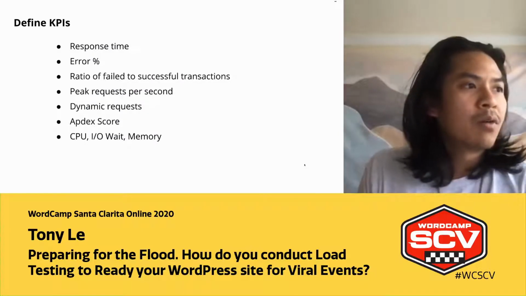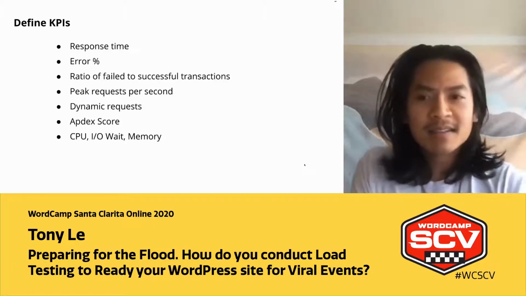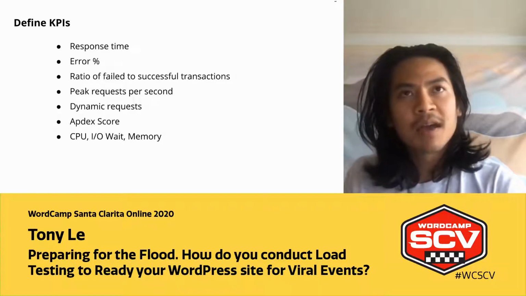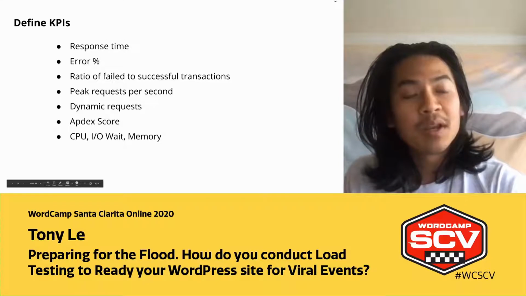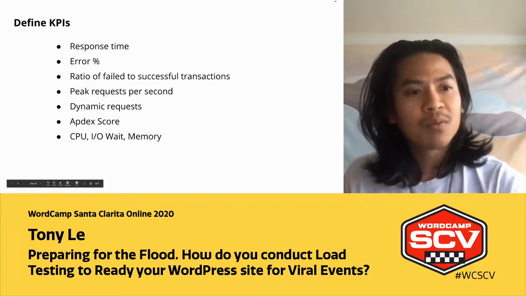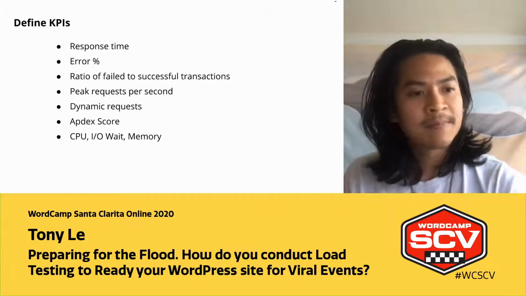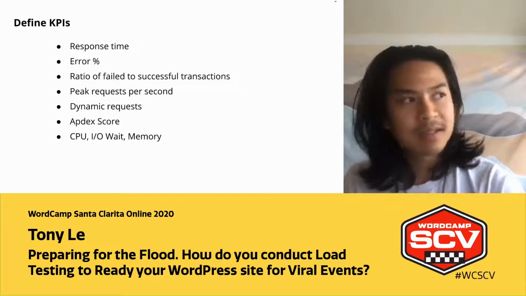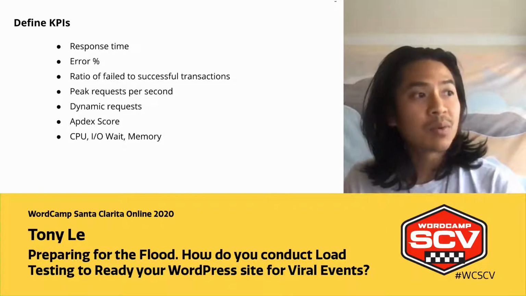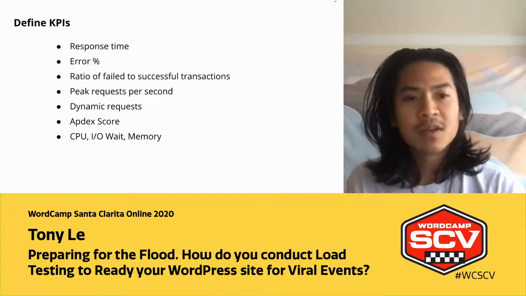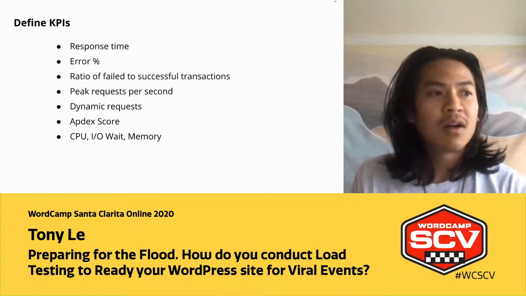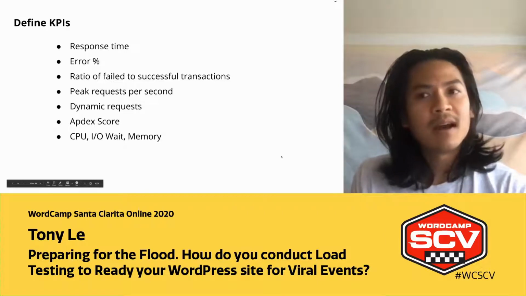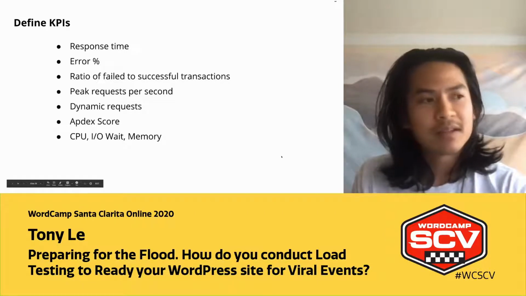Okay, so defining KPIs. This is really important because you want to make sure that you know what your team cares about the most whenever completing the test. So maybe it's response time, maybe it's error rates, peak requests per second, dynamic requests. So whatever you guys are prioritizing, you want to make sure that you define the KPIs, and so you're getting the most out of your test.